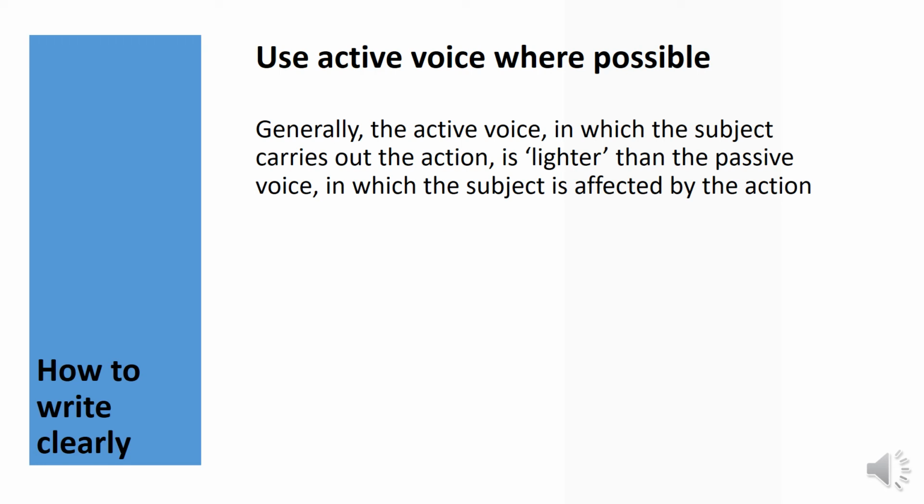How to write clearly? Another way to write clearly is by using active voice where possible. Generally, the active voice, in which the subject carries out the action, is livelier than the passive voice, in which the subject is affected by the action.